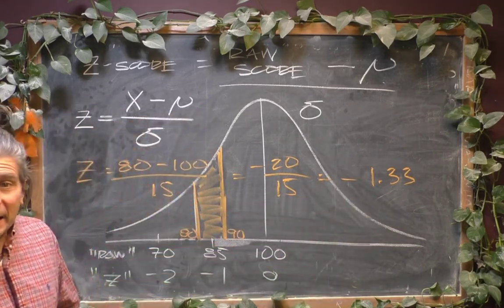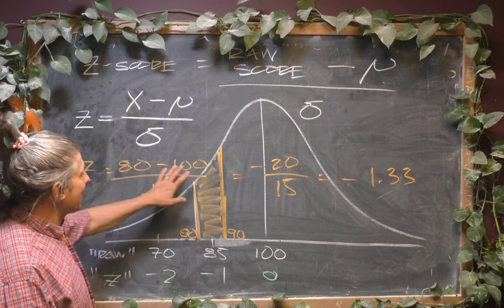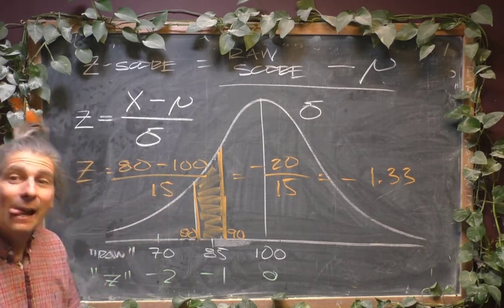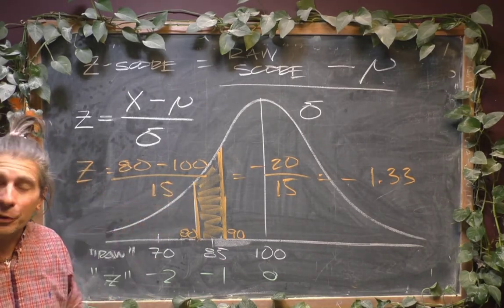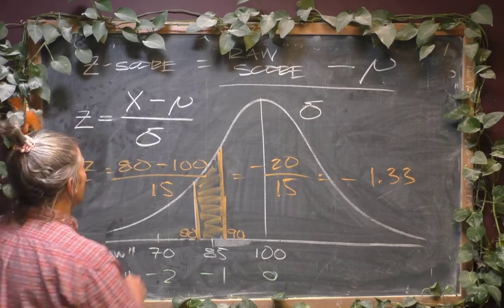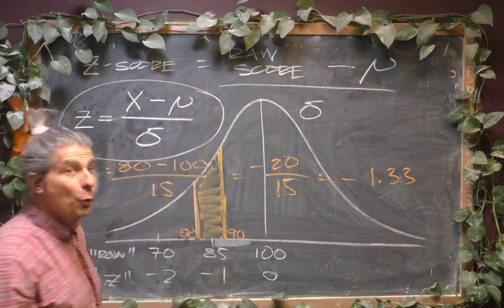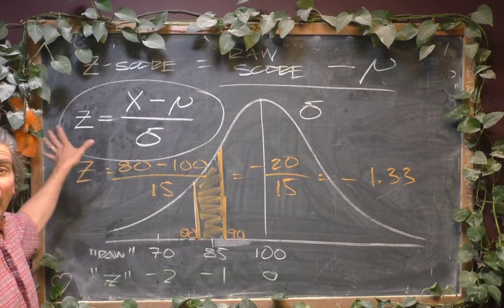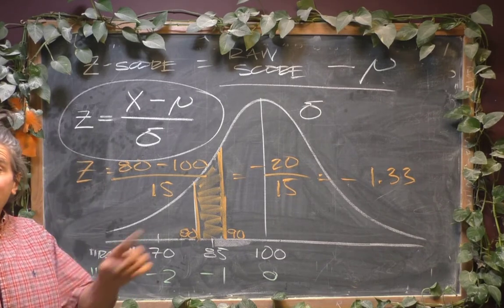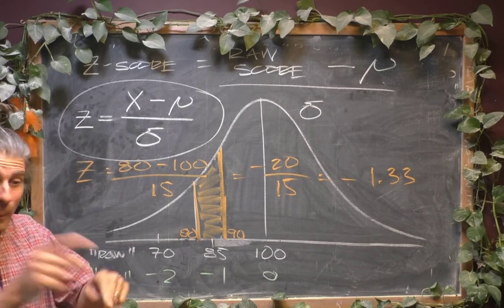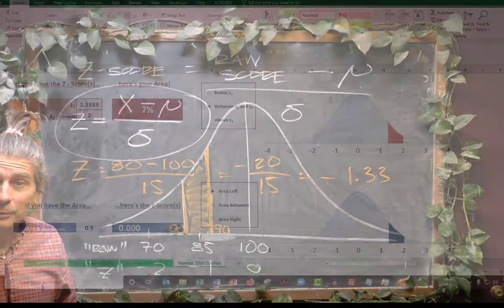90 would be done the exact same way, except it would be 90 minus 100, which is negative 10, divided by 15, which is negative 2/3. But we already had that one from before. You were already doing this 2 videos ago. It's just now we can kind of write it as a formula like this, and we can actually use that as we go. So let's go back to the calculator and get ourselves this range.